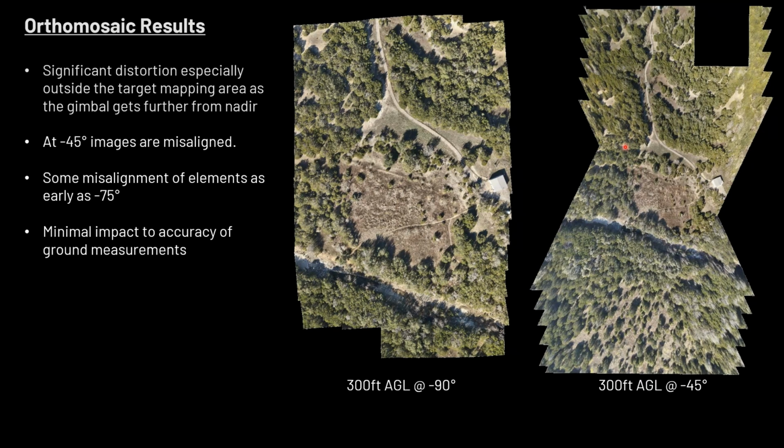So the actual area we asked to map was right about here, kind of this creek and field area. All this is outside that area, but you can still see there's a lot of distortion there. We can also see that trapezoidal effect we were talking about in the previous slides.